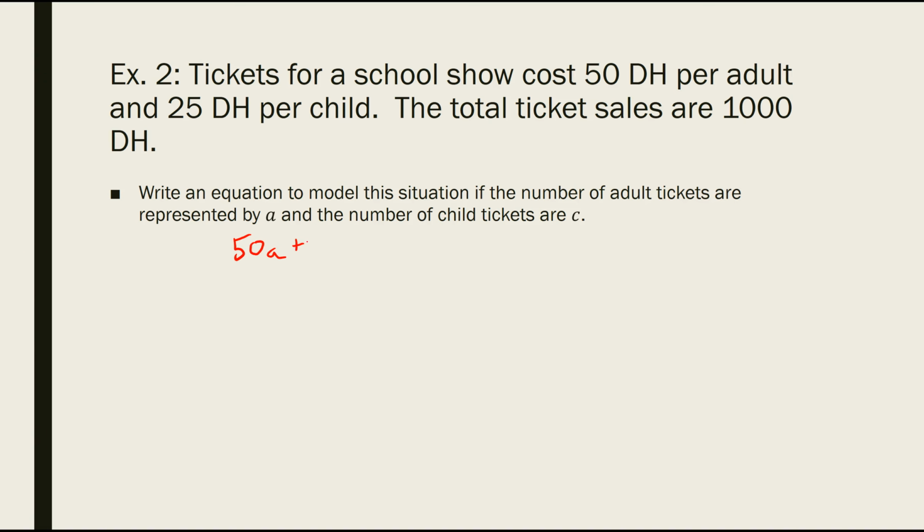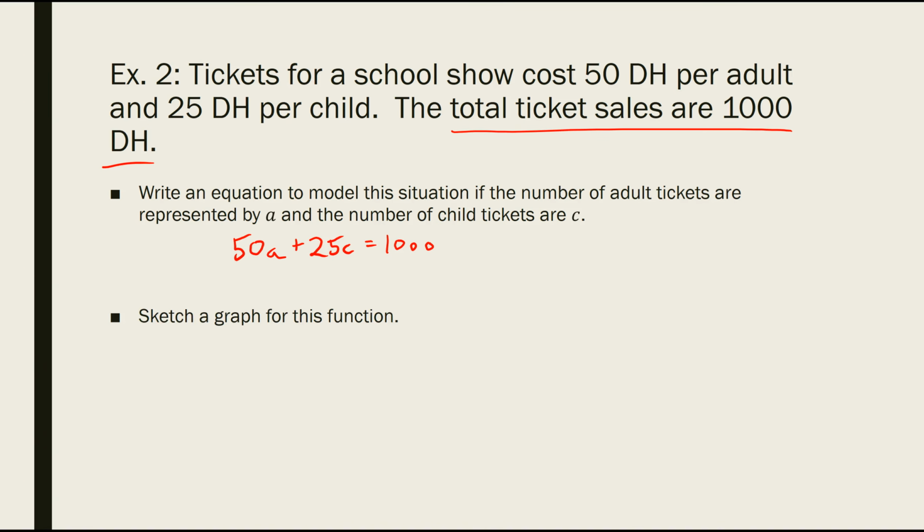And then likewise, I'm going to be adding to that 25C because I have $25 per children's ticket sold. And I'm told that the total ticket sales are $1,000. So this equals 1,000. And again, it doesn't look like our slope-intercept form of an equation, but what does it look like? It does look like standard form.